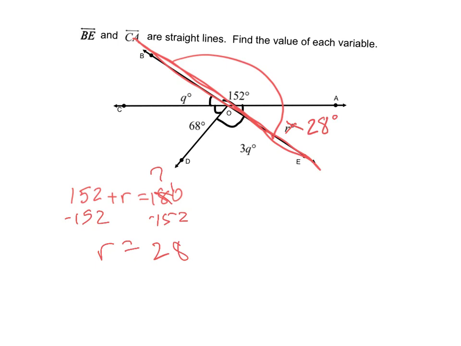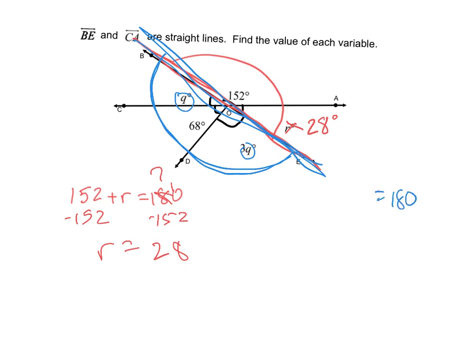Now I need to see if I can look at it another way to find another variable. If I look here at that straight line, I'm left with one variable, so I can do it that way. I'm looking at my blue part. I know that's on that straight line, so all of those angles from here to here need to add up to 180. So what are those angles? Q plus 68 plus 3Q, 3 angles, so I have 3 terms, equals 180. I'm going to solve for Q now.